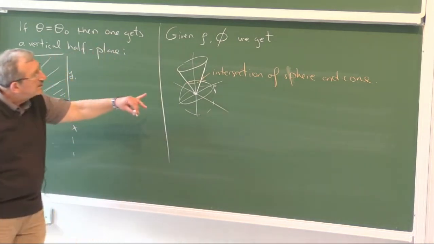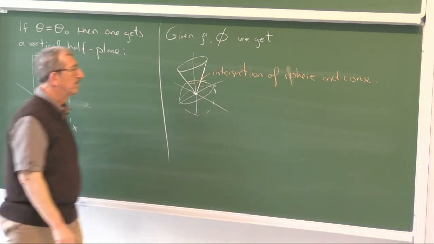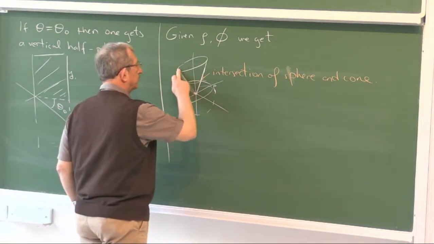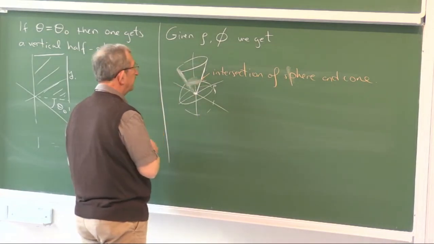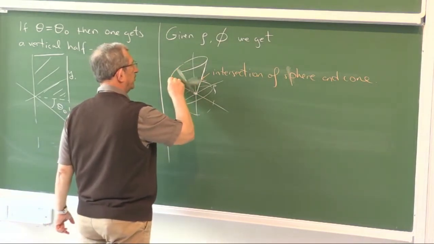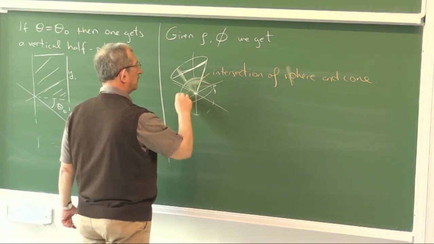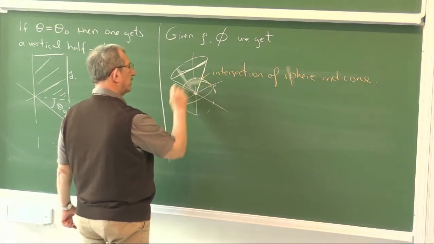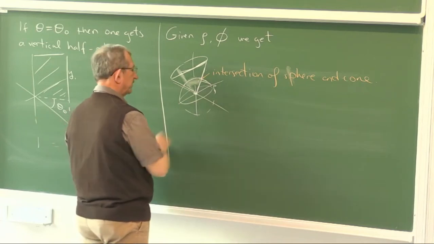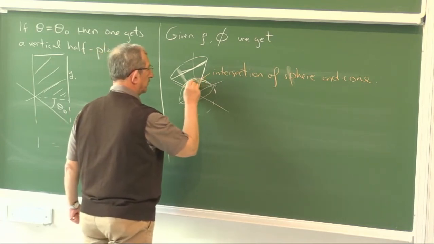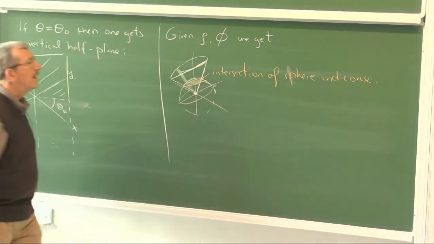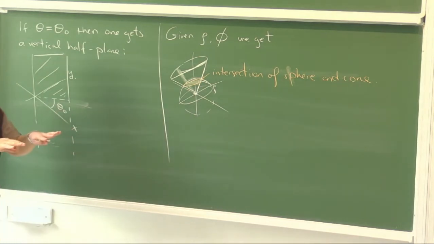It's a horizontal circle. Okay. Well, the picture is not that good, so let me modify it a little bit so that it looks better. Okay. So we have this circle. It is a horizontal circle.